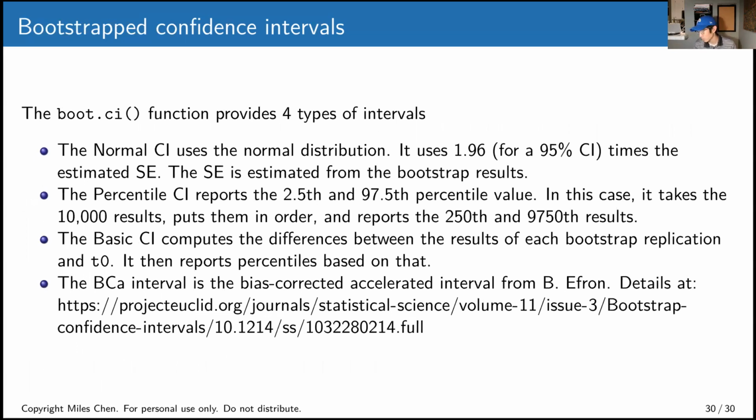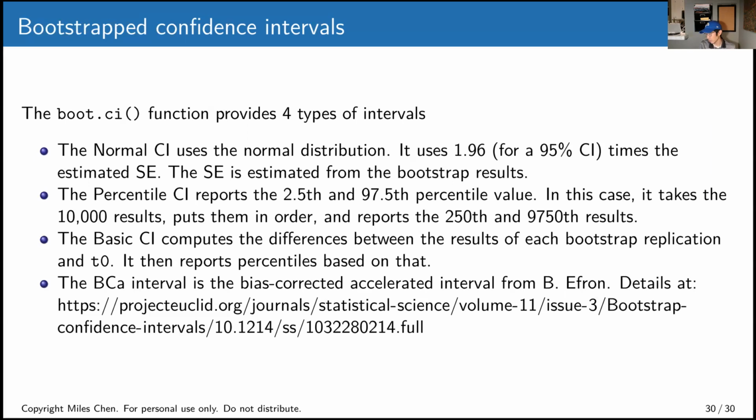And so here's a quick rundown of these 4 different confidence intervals. The normal confidence interval uses the normal distribution. It uses 1.96 times the estimated standard error, which is estimated from our Bootstrap results. You have the percentile confidence interval, which will take the 2.5th percentile and the 97.5th percentile. So basically it sorts them, and if you have 10,000 results, it'll give you the 250th result versus the 9,750th result, throwing away the most extreme outcomes to give you a sense of the confidence interval.